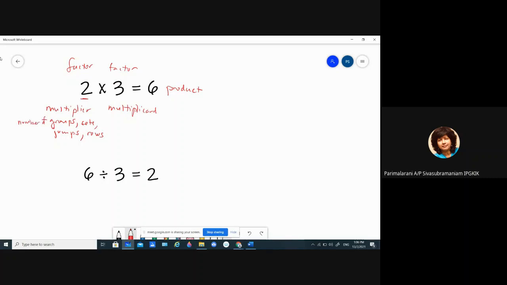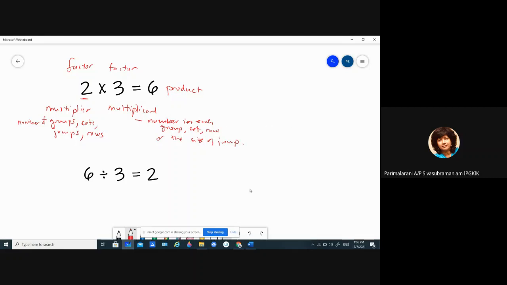The multiplicand represents the number in each group, or set, or row, or the size or length of the jump. In multiplication, this is what the first number means, and this is what the second number means.